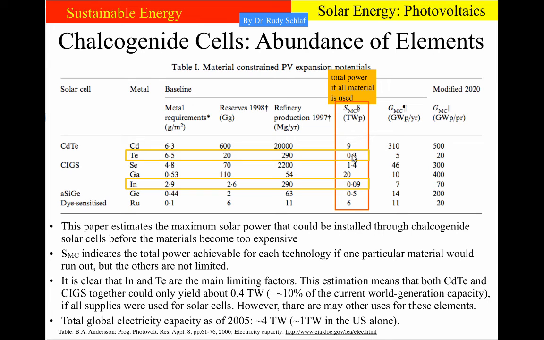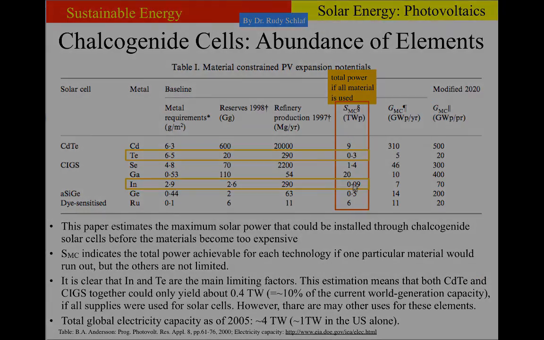A similar scenario is for the copper indium gallium sulfide or selenide solar cells. Here the issue clearly is the indium, and based on the indium availability, only 0.09 terawatt peak could be installed. So both of these technologies are far from able to cover global electricity needs. It is clear that they can only be part of the solution.